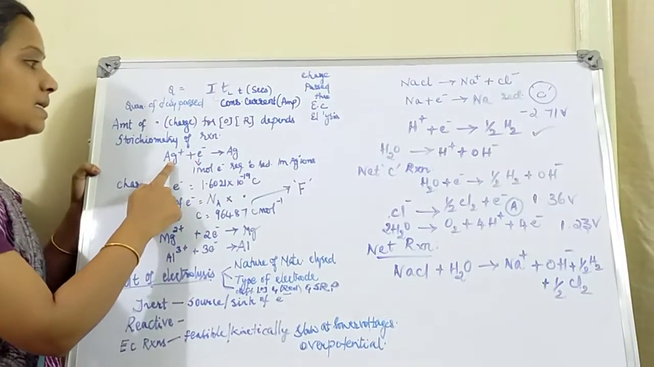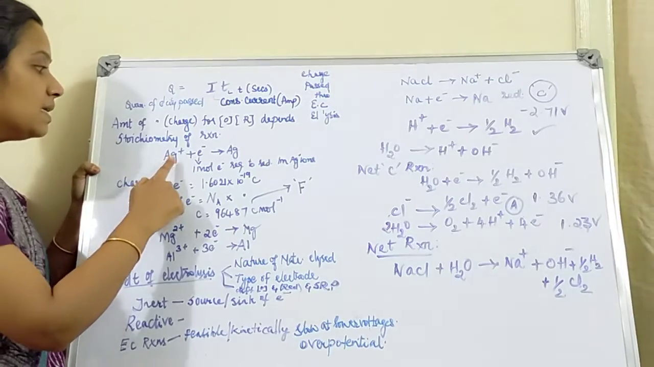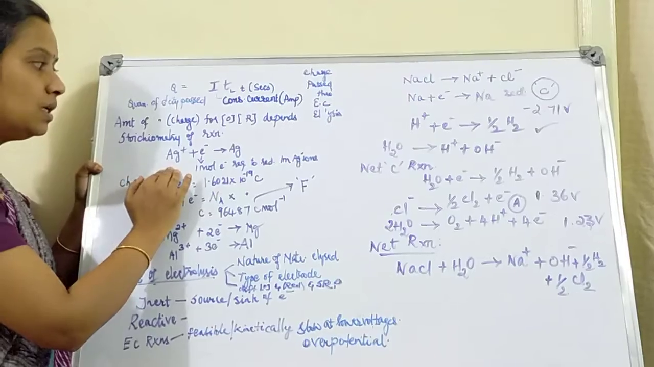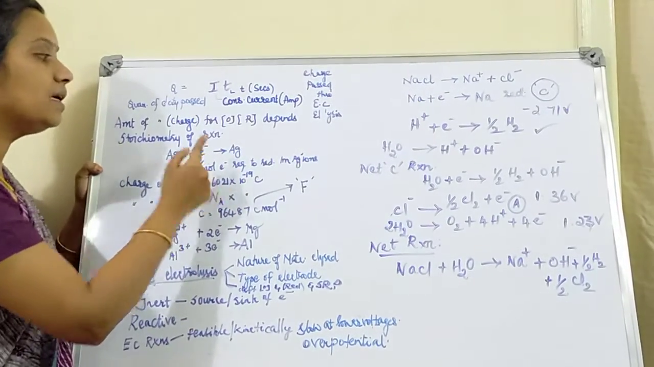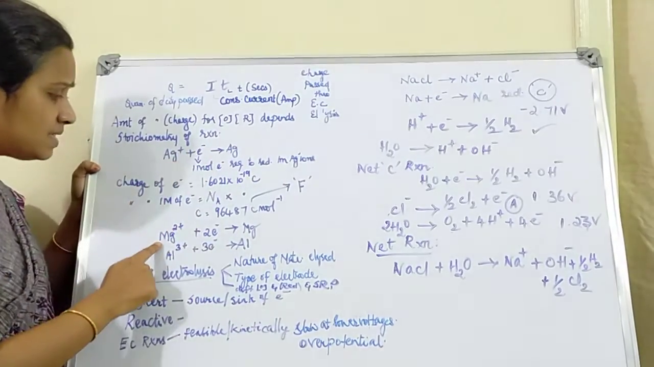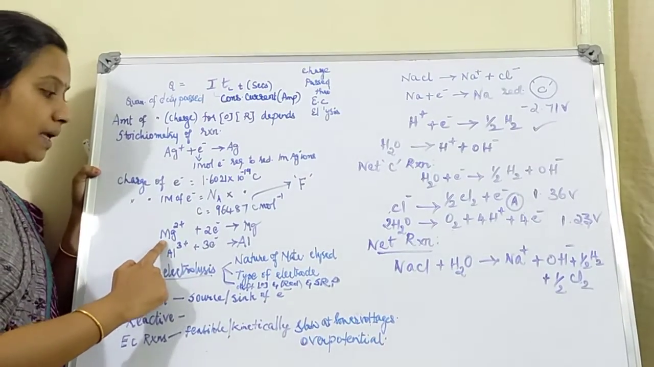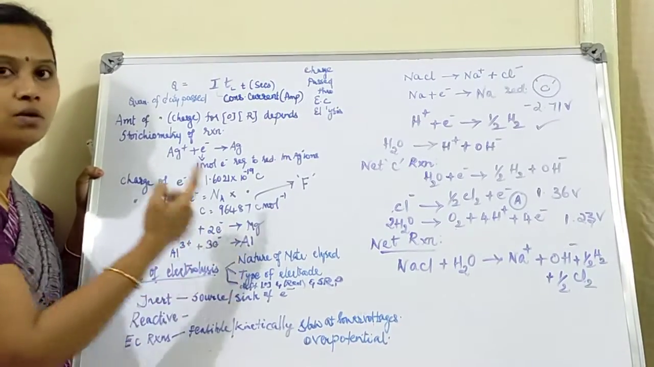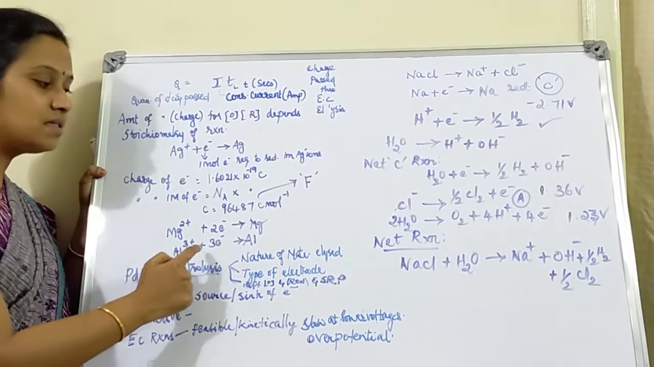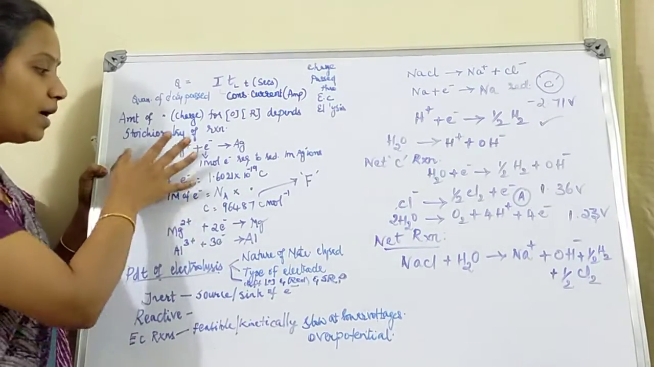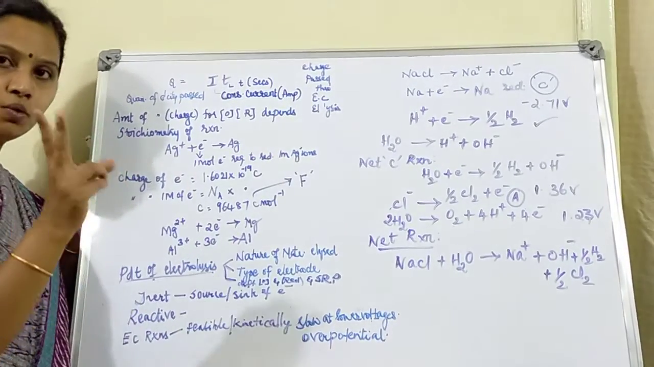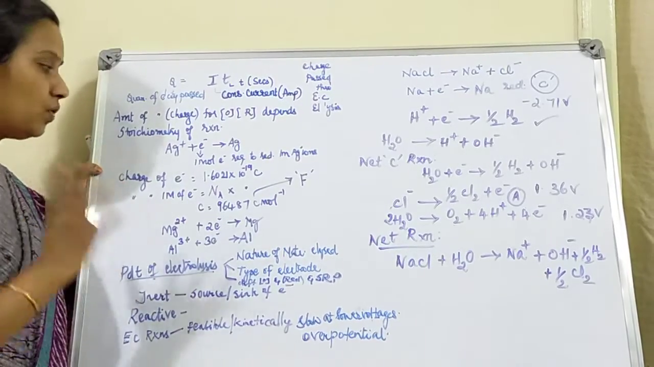Consider this reaction. See, silver, that is Ag+ plus e- gives Ag. So what can I infer from this equation? My silver requires 1 mole of electrons to get reduced. See the second case, magnesium ions. Magnesium ions require 2 electrons for reduction. What is the third case? Aluminium. Aluminium requires 3 electrons for its reduction. So I have given you 3 examples. While silver requires 1 electron, magnesium 2 electrons, and aluminium 3 electrons for its reduction.